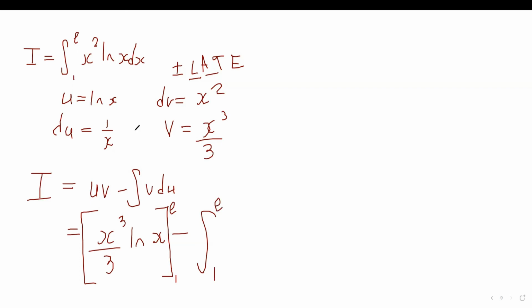So it's minus the integral again from 1 to e of v du. V times du, Marika, if you multiply x cubed over 3 times 1 over x, one of the x's cancels out. So you're going to end up with x squared over 3. If you're wondering how, look at it, Marika. If you're multiplying v times du, one x here cancels out one x here. That's all we're saying. So it works out to be x squared over 3.